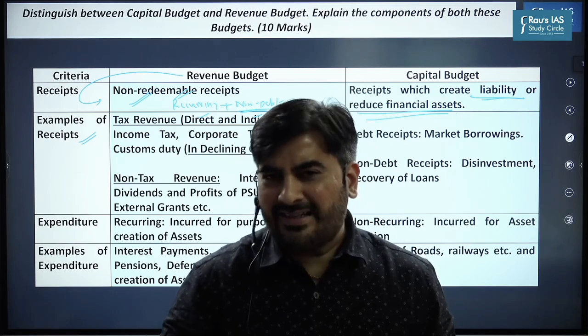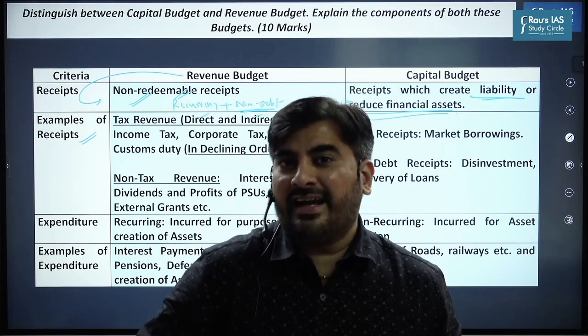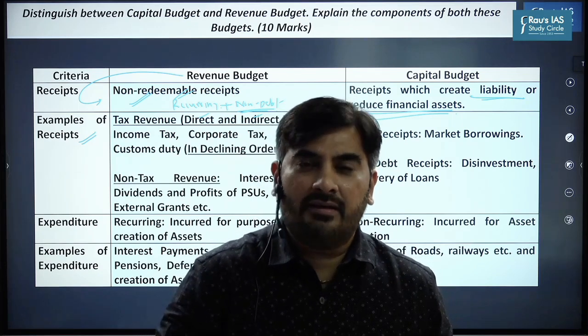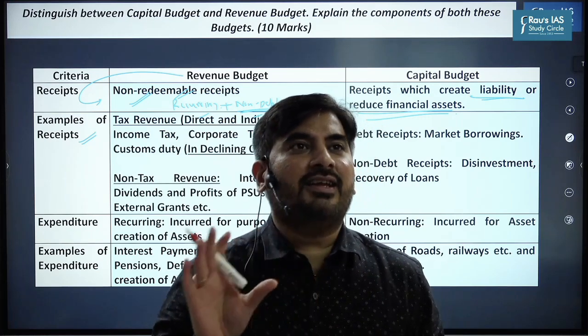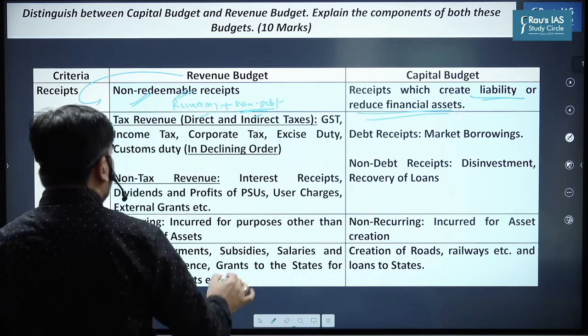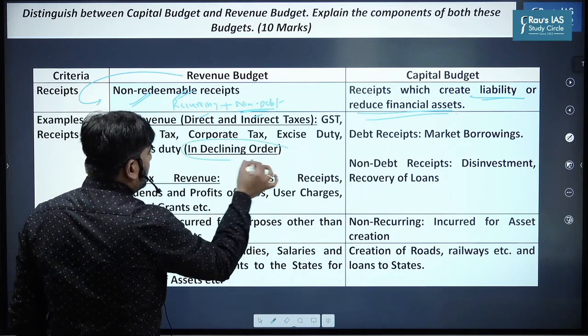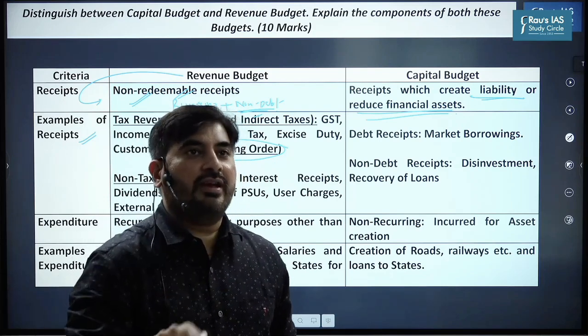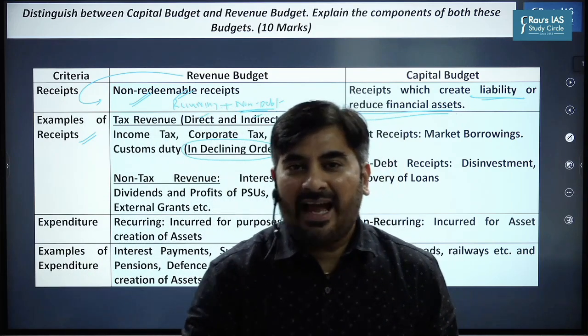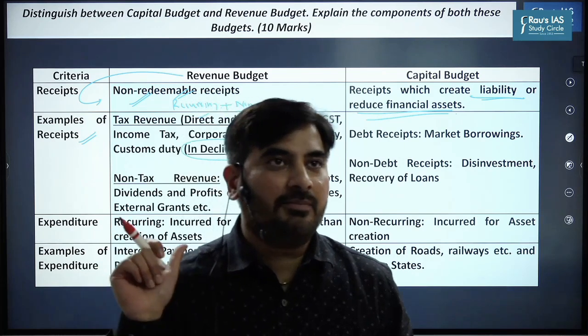Now, while writing the answer, one way of enriching your answer could have been writing the taxes in descending order. As you can see, I have written these taxes in what? Descending order. So this could be one of the value enrichment points which you could have incorporated. Which tax contributed the highest share last year? GST.